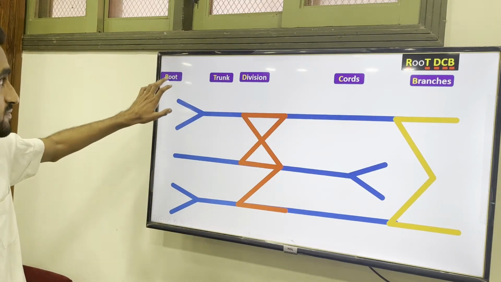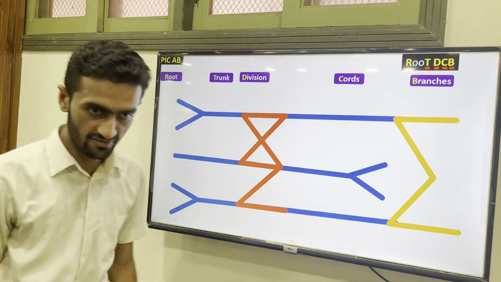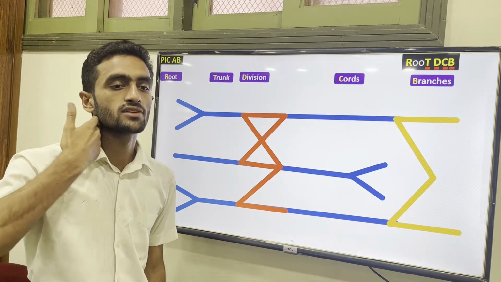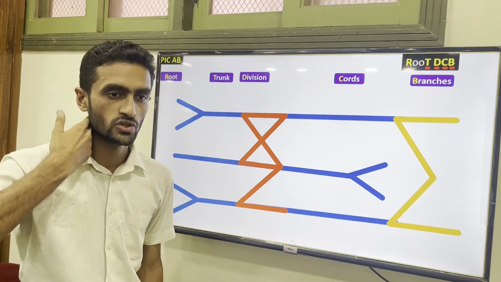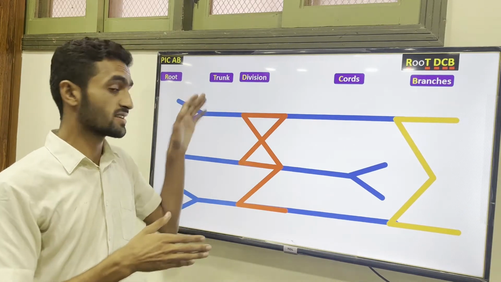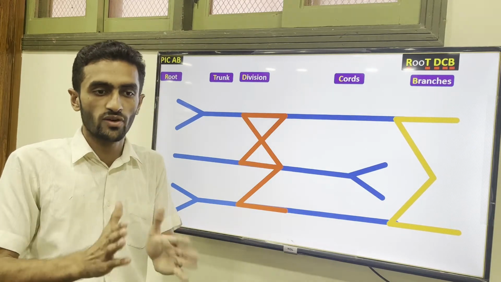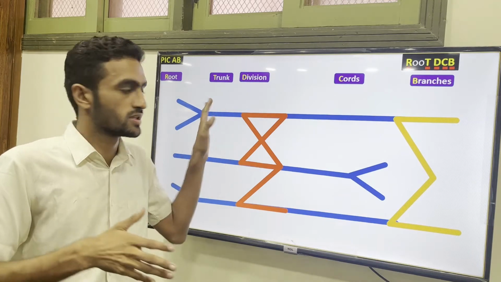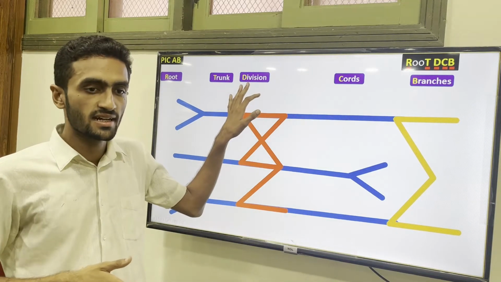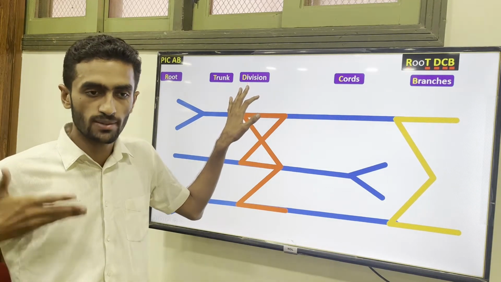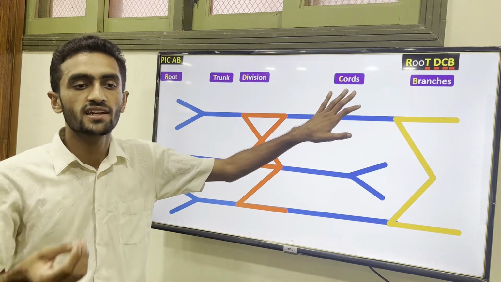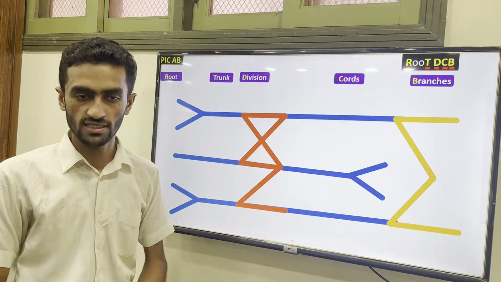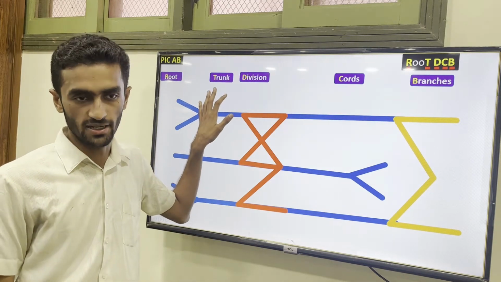The other thing we need to discuss is the location. Your roots come from the paravertebral region. The trunks move between the 2 scalene muscles in the neck, so that is the location of the trunks. Divisions come behind the clavicle region. The cords are associated with the axillary region, and branches go into your arm or brachium. So the mnemonic is PICAB.